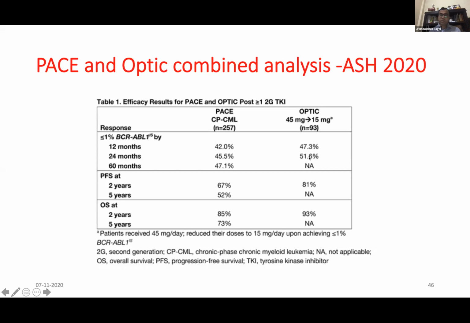This is an abstract being presented at this ASH meeting, and this is combined data of PACE and OPTIC, where they have compared the patients of PACE at 45 milligram versus OPTIC, where 45 milligram was decreased to 15 milligram. What they are trying to show is that the responses are maintained. So roughly 40-45% responses in both groups. The PFS at 2 years is roughly 67% in the PACE group, the earlier report of the study, but it is slightly higher, and this is probably because you are able to give these patients the drug for a longer period of time. Overall survival at 2 years is 85 and 93%. So this will be interesting. What happens to this drug? Are we learning better how to use this drug?